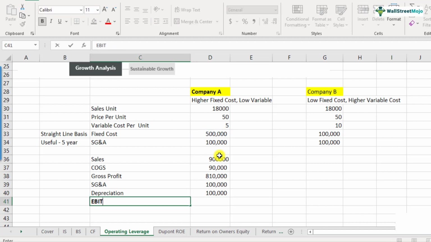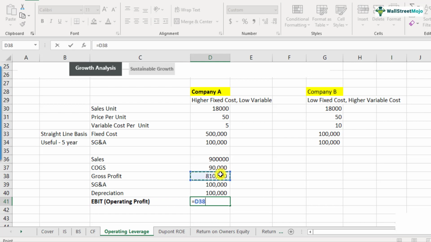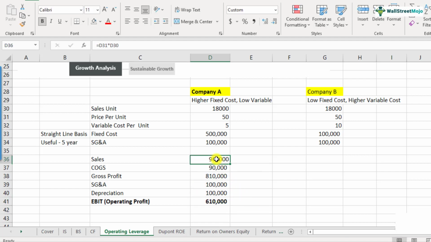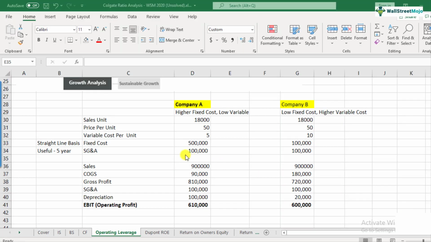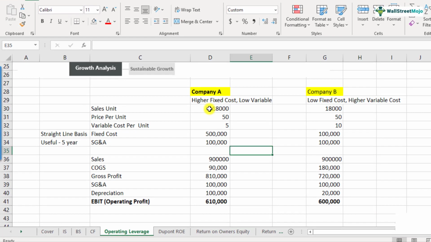So what is the EBIT or the operating profit? This will be gross profit minus your SG&A expense minus your depreciation expense. So that comes out to be 610,000. I'll copy this set of formulas for company B and we'll get the EBIT data for company B as well. As we can see here, what we get in terms of operating profit for company B is slightly lower, that is at $600,000. One important thing to note here is that at 18,000 as the sales unit, more or less the profit for both the companies is similar.